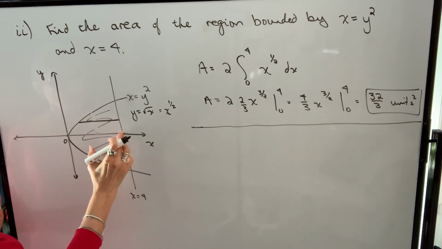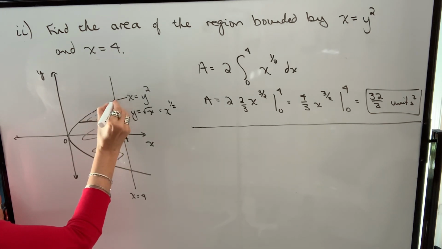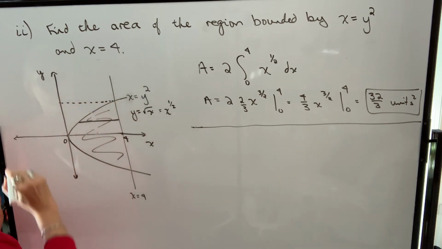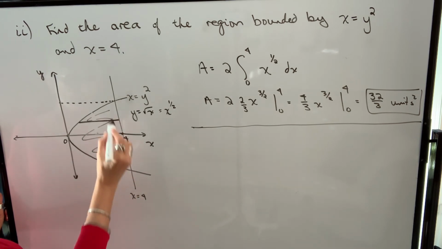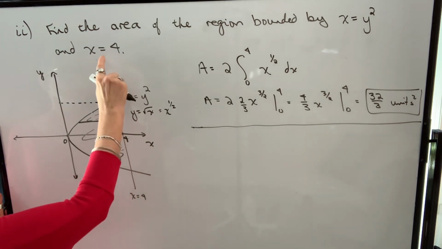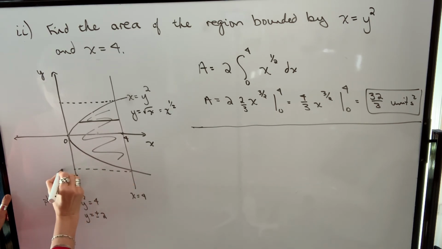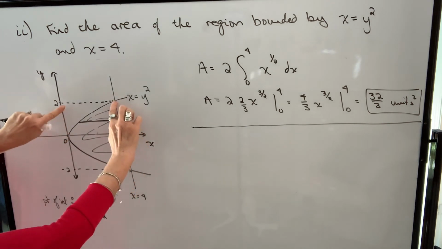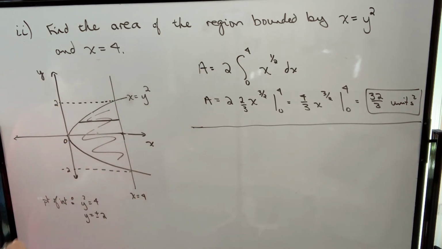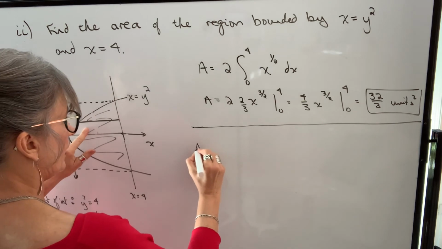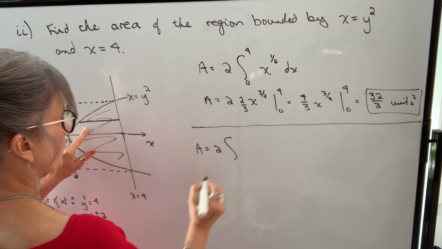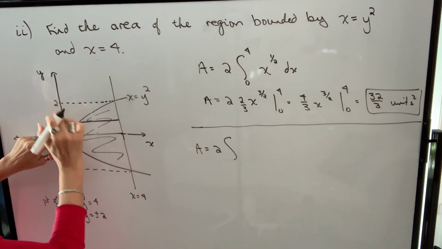But I need to know this value here. So I need to know these points of intersection. So the points of intersection when the x values are equal. So when y squared is equal to 4, so y will equal the positive and negative square root of 4. So positive, negative 2. So I'm only going to focus on the top half and double it just like I did there. And to find this area, I'm going to go from 0 to 2.